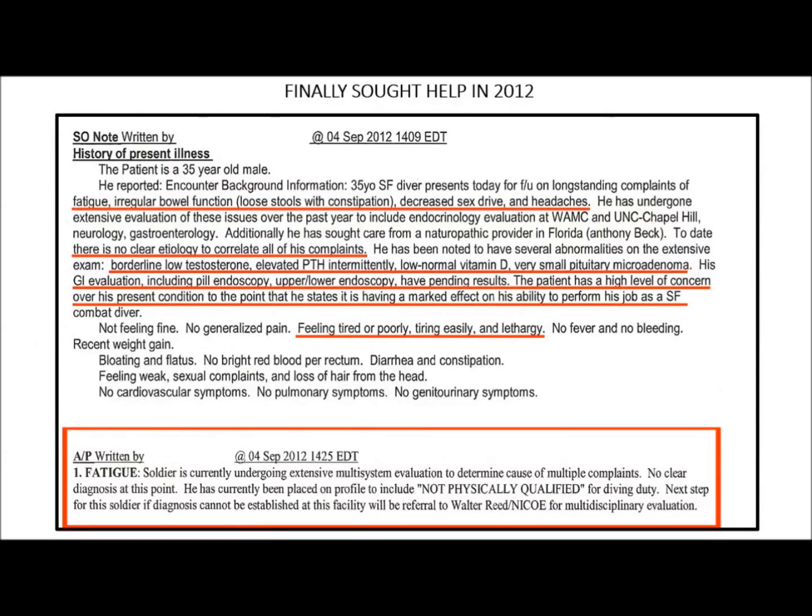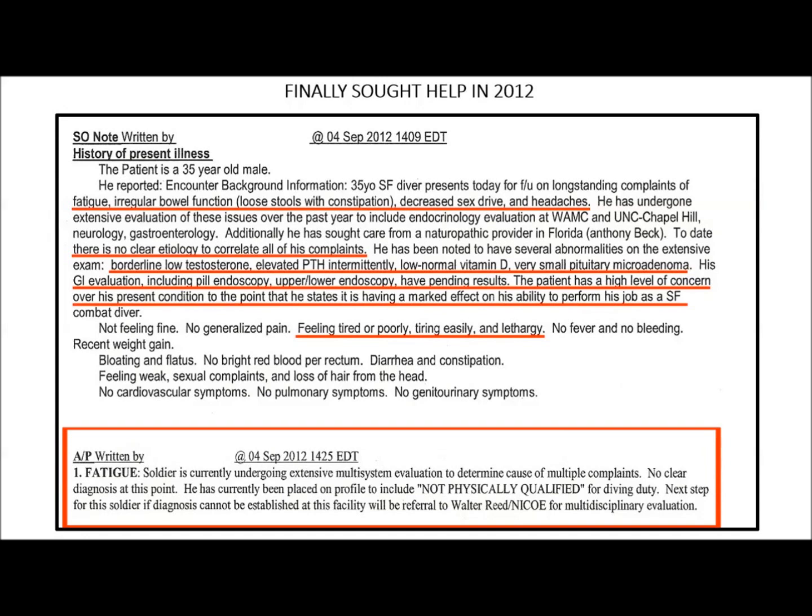So looking back in here, 2012, this was actually my patient intake. After 2007 till 2012, I was battling health. I was dragging a dead body. But you can see underlined in red, it's fatigue, irregular bowel function, decreased sex drive, headaches, balance problems. I had all kinds of weird stuff going on, GI, massive fatigue, lethargy, all those things. If you look under it, it says no clear etiology to correlate all of his complaints. This is the intent of this brief, so you have complete situational context of what's causing these health issues. So feeling tired and tiring easy, and lethargy, that got written off as fatigue for myself.